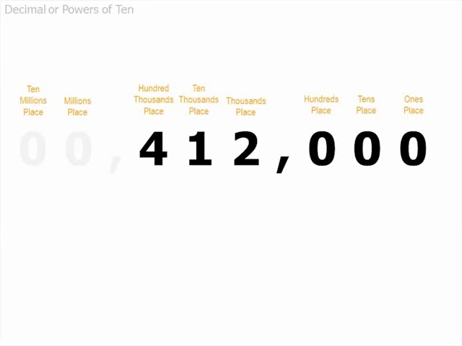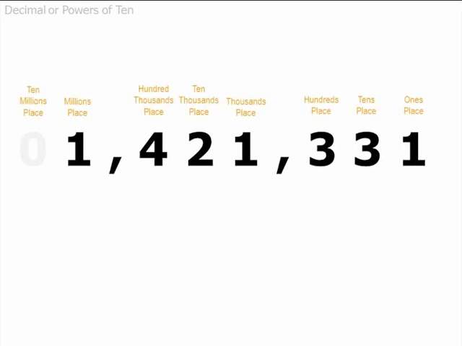So, if we want to break down the number 412,000, you notice you have 2 in the thousands place, so that's 2,000. You have 1 in the 10,000s place, which is 10,000. And then you have 4 in the 100,000s place. So you can think of this number as 400,000 plus 10,000 plus 2,000 is 412,000, based on powers of 10.